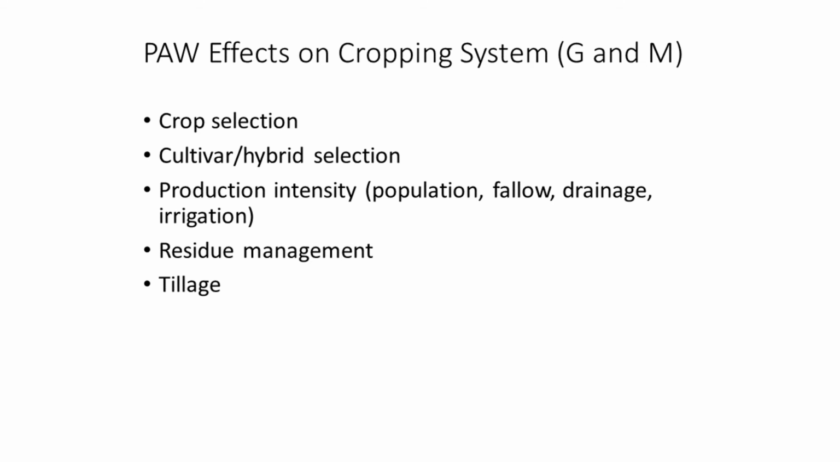Production intensity is also influenced by expectations about rainfall in a given growing season. Things like fallow were much more common on the prairies, again, because it was much drier. And so farmers wanted to conserve soil moisture and build it up over a year with fallow.